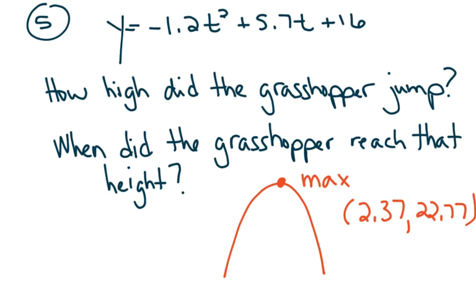Well, which one of those values is how high the grasshopper jumped? Well, the y-coordinate is how high he jumped. It's about 22.77 inches. When did the grasshopper reach that height? At 2.37 seconds.